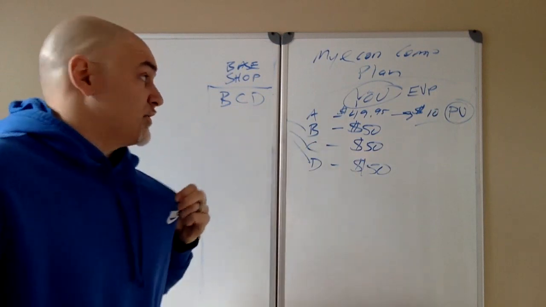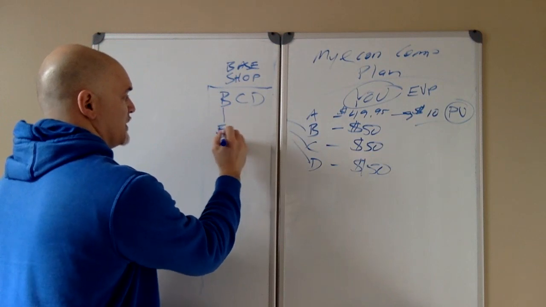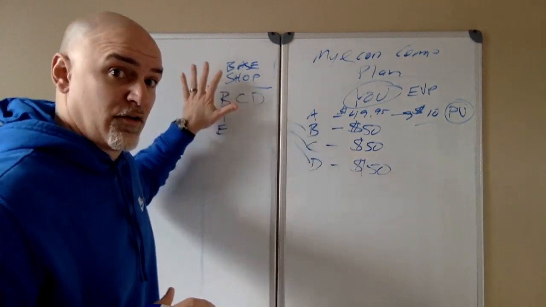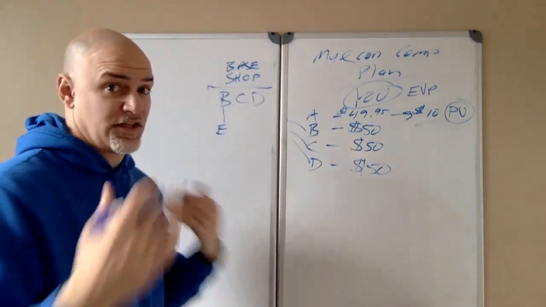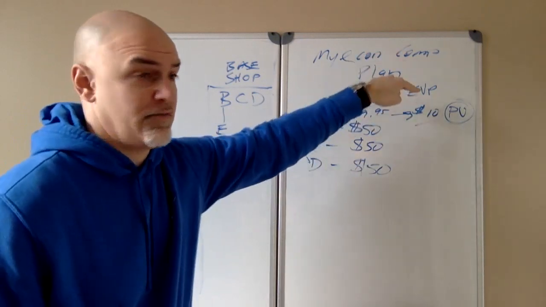So anyway, now what's cool is once you start helping the people that are in your base shop start sponsoring. So let's say person B sponsors, they sponsor person E. Obviously, that's going to be their first person that they sponsor. So once they do that, just like you when you sponsored your first person, then you go from market director to EVP.